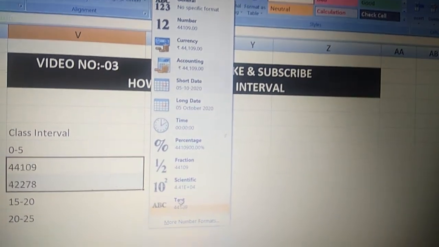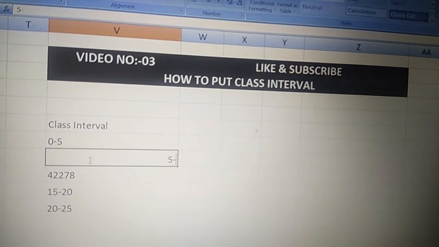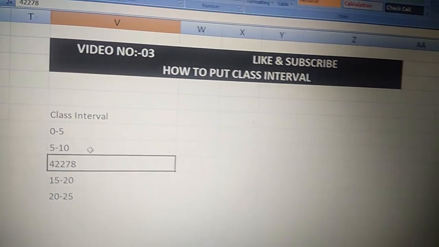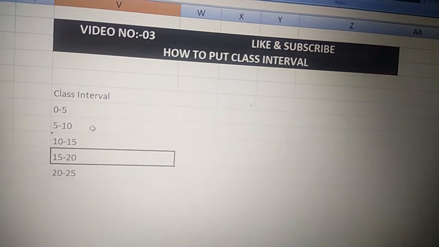We are having our text, okay, and now you write what you want, 5 to 10, it will take care of that, and then 10 to 15, and now everything comes to normal, okay.